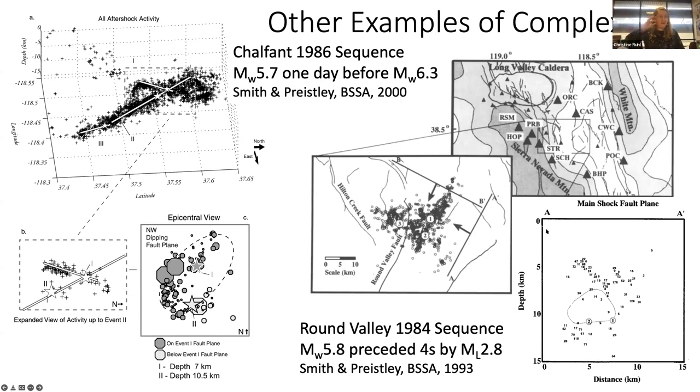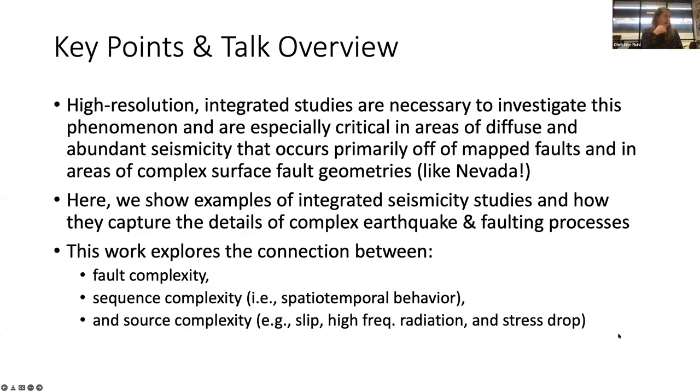These other old pictures on the right are showing the Round Valley sequence, which is also in the Walker Lane down by Long Valley Caldera. It also had a foreshock of around a magnitude 3 that happened a couple seconds before the 5.8, and it had a conjugate or orthogonal faulting as well. And again, the seismicity forms a donut around what we infer as the patch.